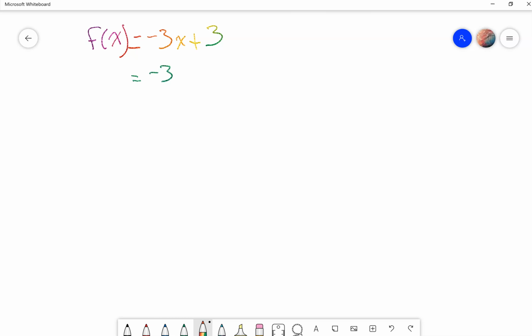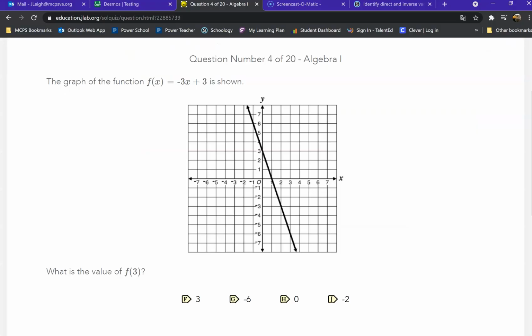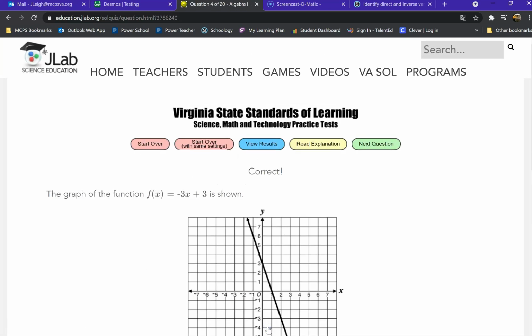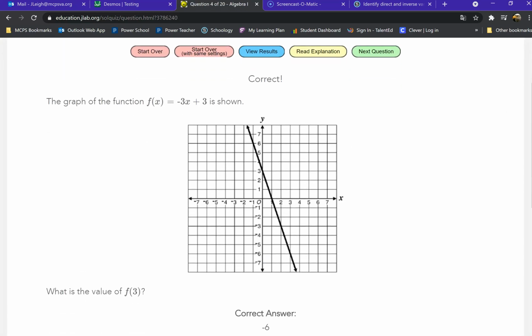So negative 3 times 3 plus 3. Negative 9 plus 3. And that gives us negative 6, which is one of our answer choices. So let's see if we're correct. Correct!